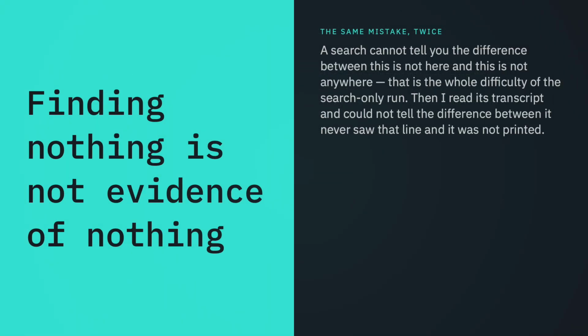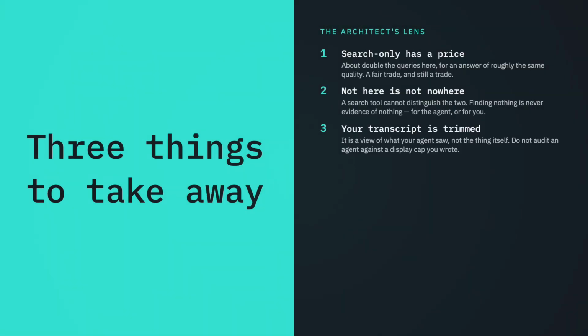And look at the shape of what happened. A search cannot tell you the difference between this is not here and this is not anywhere, the whole difficulty of the search-only run. Then I read its transcript and could not tell the difference between it never saw that line and it was not printed. The same mistake, twice. 3 things to take away.